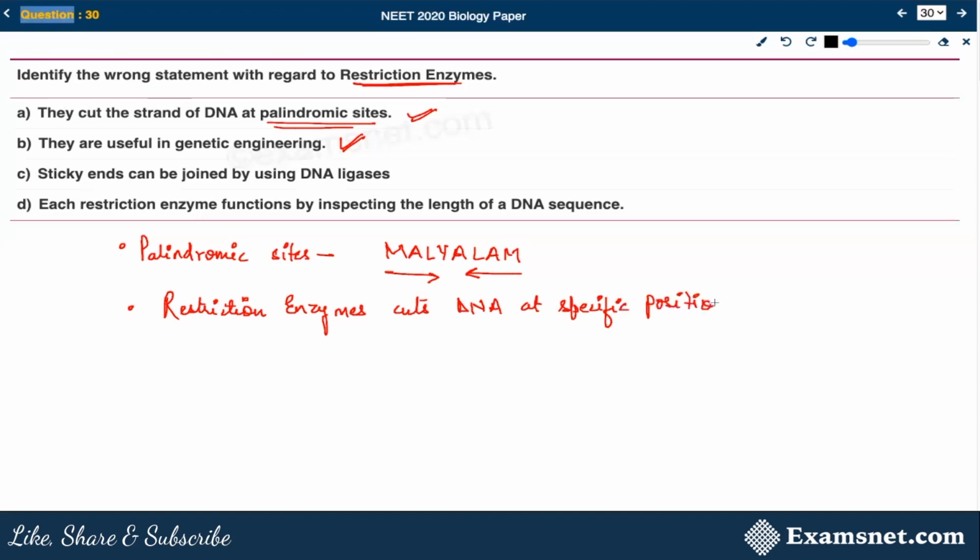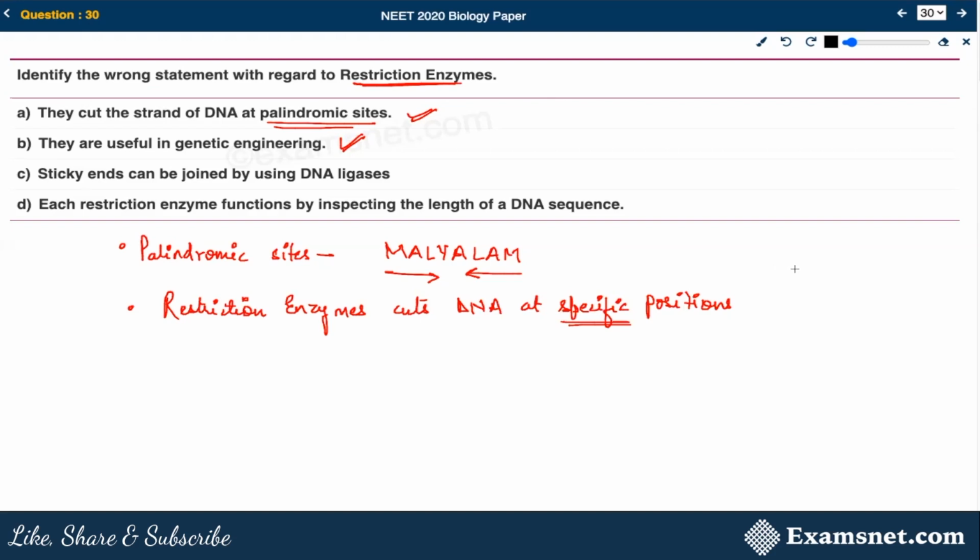Remember, I'm including the term specific. So that's why they're very useful in genetic engineering. True. Sticky ends can be joined by using the DNA ligases. So here it has been written that sticky ends can be joined by using the DNA ligases.